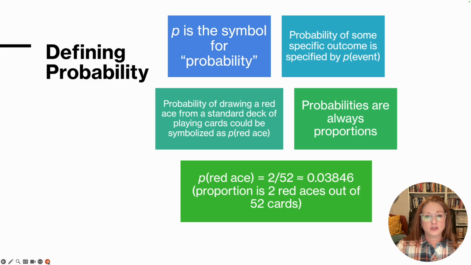But I only have 2 chances to get a red ace. I can get the ace of hearts or the ace of diamonds. So if I take 2 and divide it by 52, I get 0.03846. So, a pretty small probability.